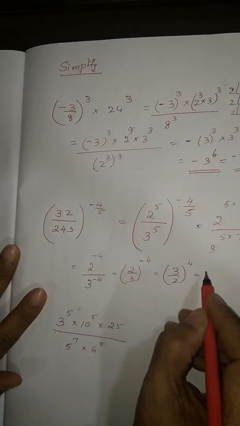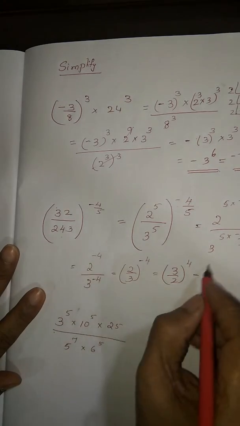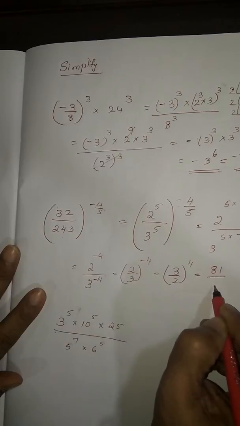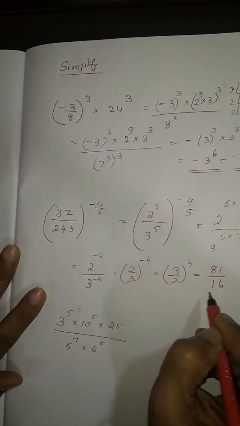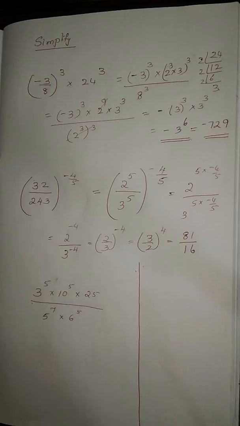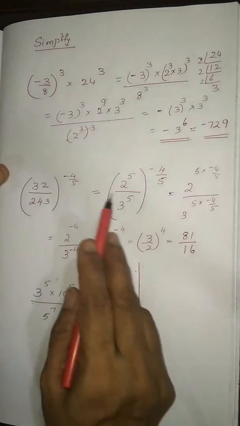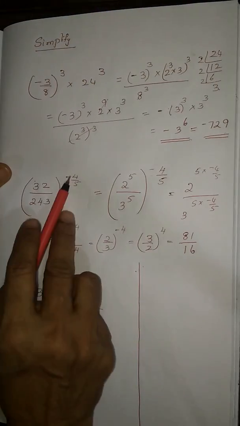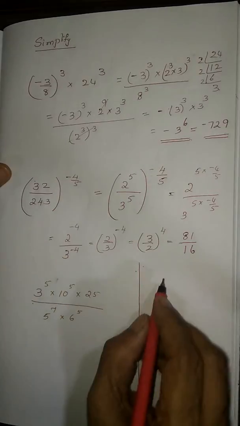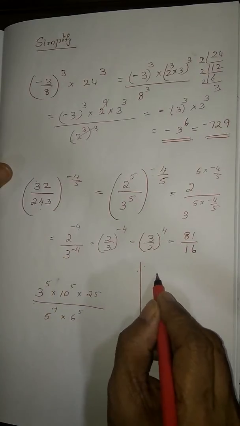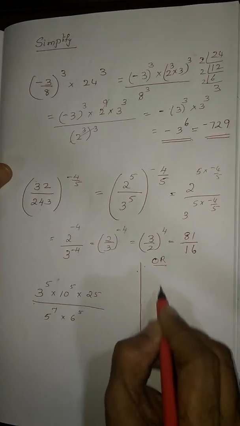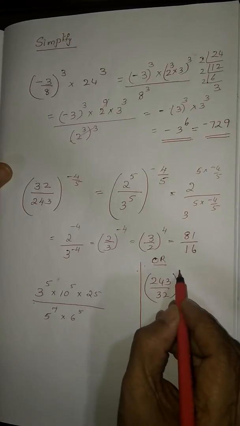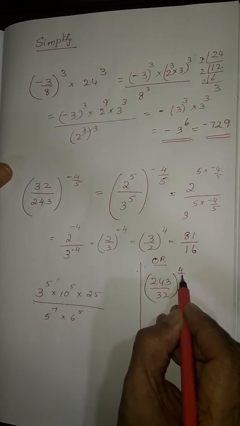So this is equal to 81 by 16. I can do this in a different method also. So till here it is fine. Or I will first convert this negative exponent into positive exponent. So I will write this as 243 by 32 to the power of 4 by 5.